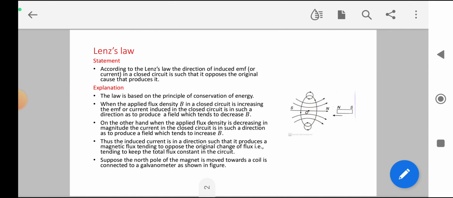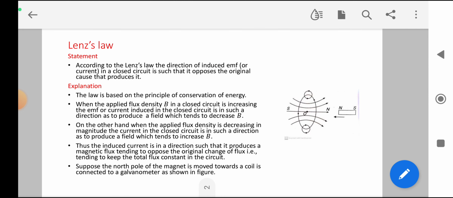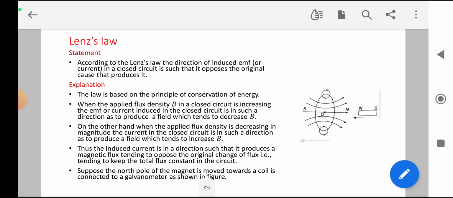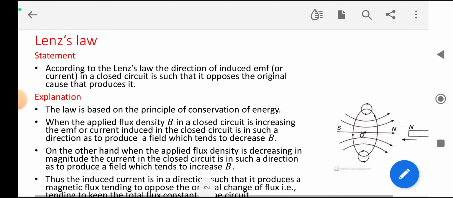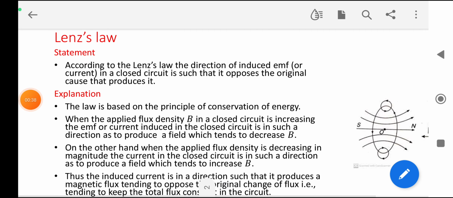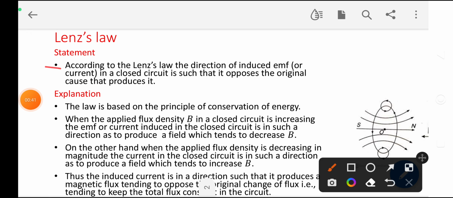So Faraday's law, what is the statement of Faraday's law? According to Lenz's law, the direction of induced EMF or current in a closed circuit is such that it opposes the original cause that produces it.